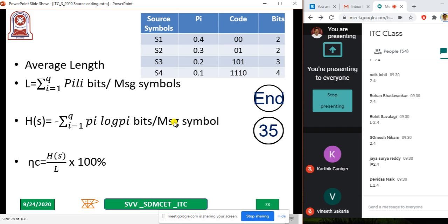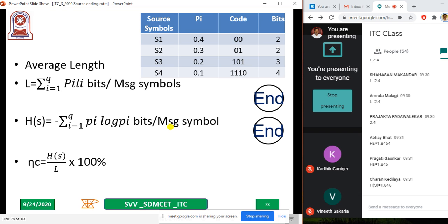Let us go to the H of S now. Shivani, Gaura, 2.4. Majority are getting 2.4. H of S equal to, you can find out, pi log 1 by pi or minus pi log pi. Prajakta wrote 2.4, maybe L. Abhay Bhatt 1.846. Pragati.